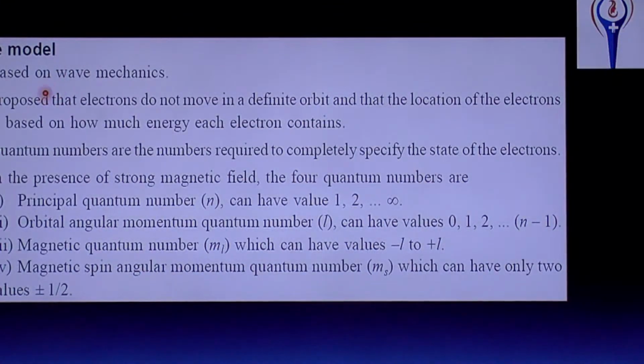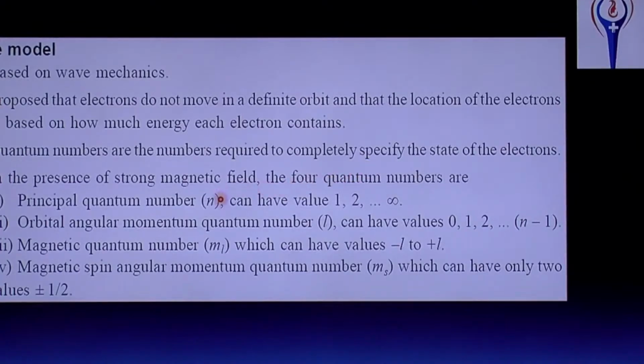The wave model is based on wave mechanics. It proposes that electrons do not move in a definite orbit and that the location of an electron is based on how much energy each electron contains. Based on that only, the location of the electron is determined. And quantum numbers are the numbers required to completely specify the state of an electron.